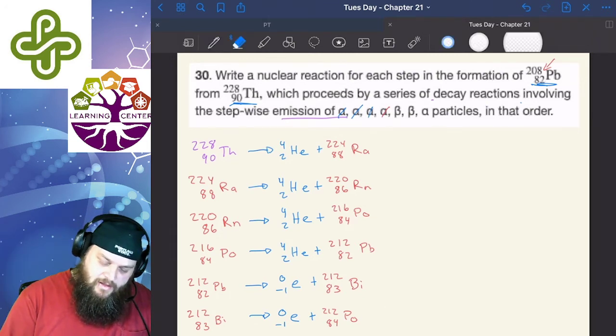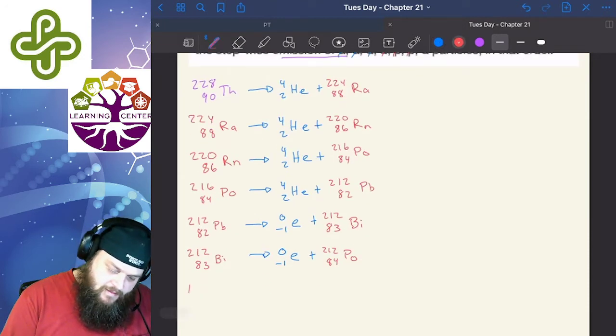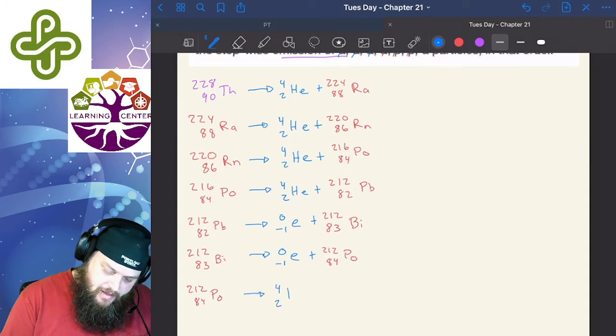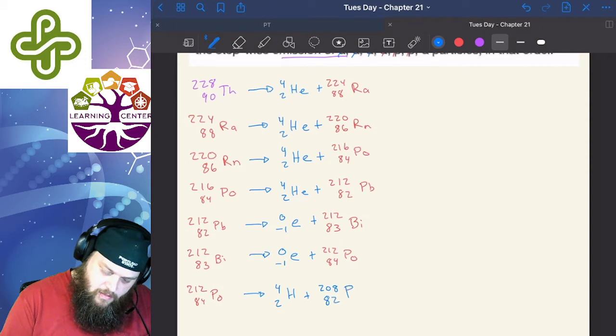And now it's going to go into another alpha particle decay. So this is going to be starting 212, 84, and be an alpha particle decay here to make 208, 82 Pb.